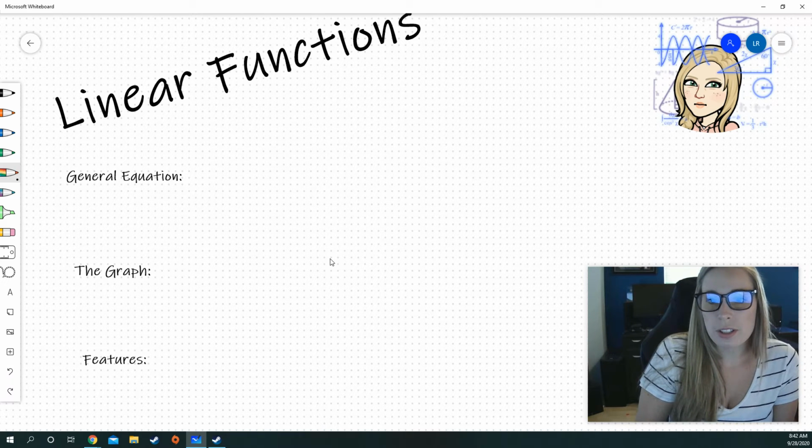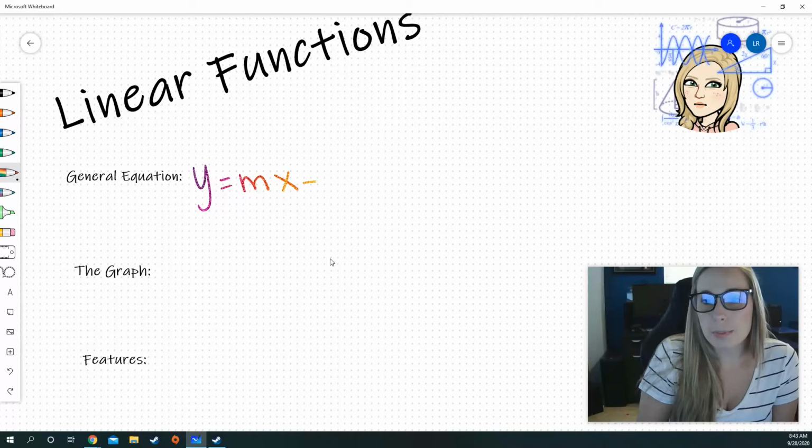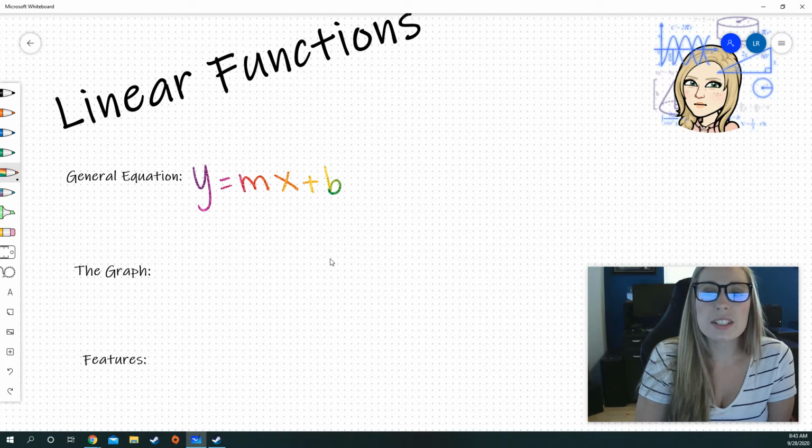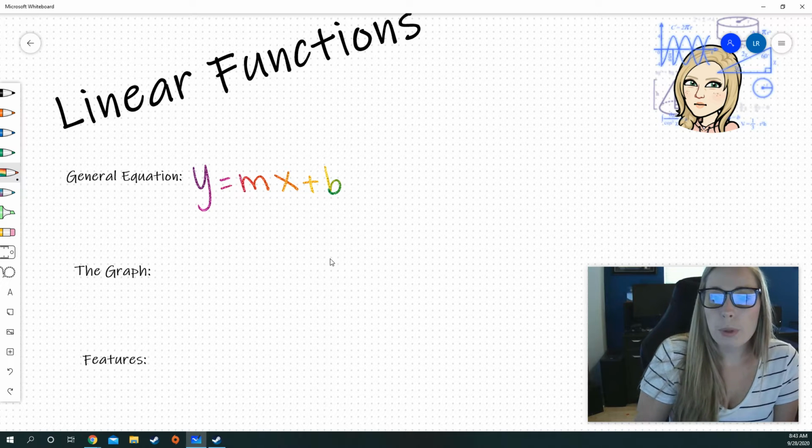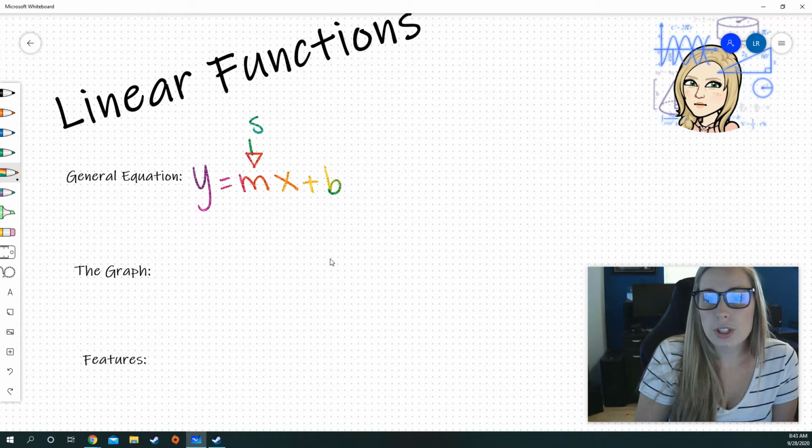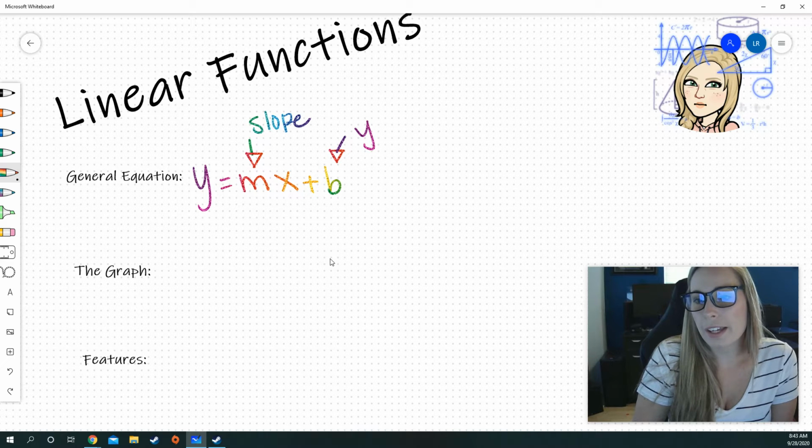One general equation that you have seen a lot is y equals mx plus b. And this is the equation that we are going to work with in this class. Y equals mx plus b, where m is your slope and b is your y-intercept.